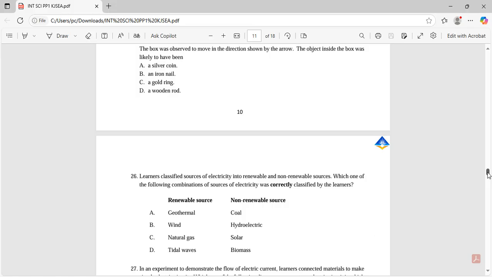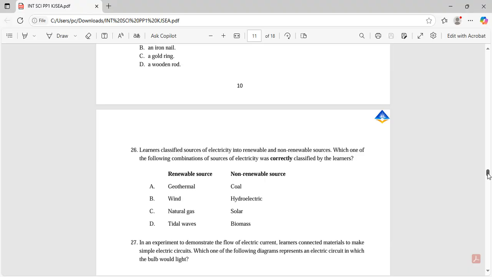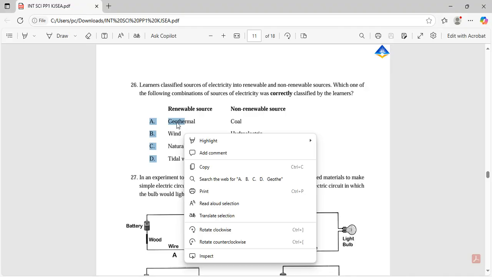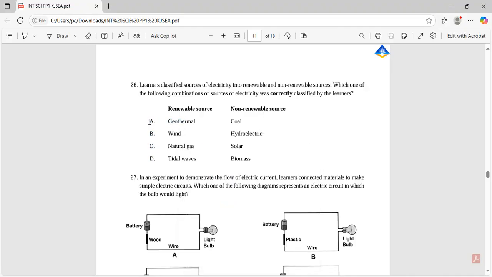Learners classified the following into renewable and non-renewable. Which of the following combinations of sources of electricity was correctly classified by the learners? Geothermal is definitely renewable, coal is non-renewable. So 26A. 26A.